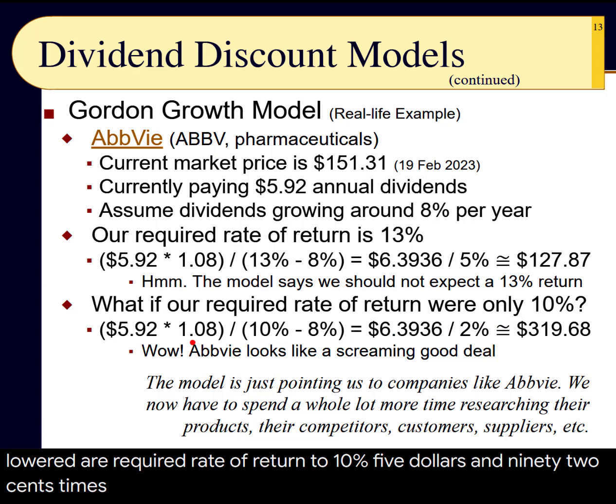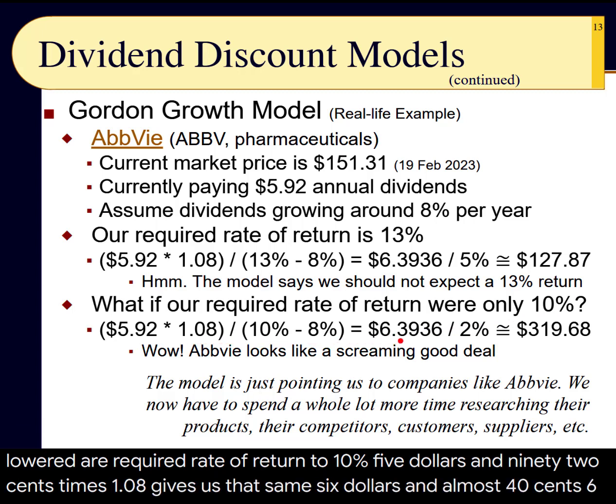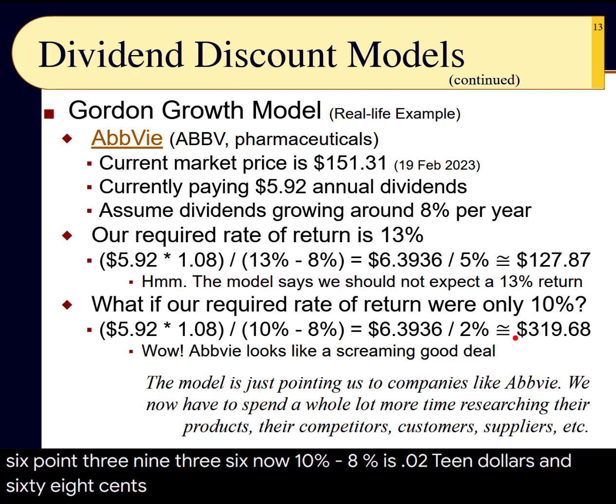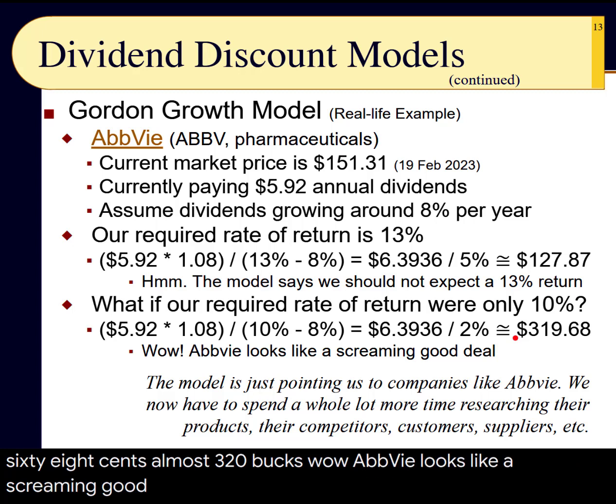$5.92 times 1.08 gives us that same $6 and almost 40 cents, 6.3936. Now, 10% minus 8% is 0.02, and that gives us $319.68, almost $320. Wow, AbbVie looks like a screaming good deal.